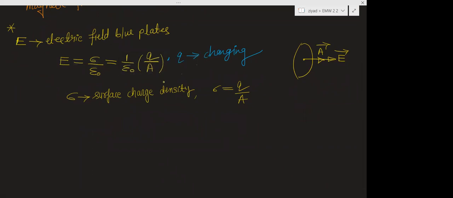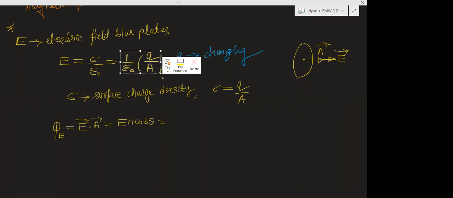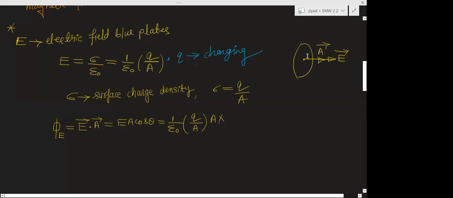Now if I am writing the electric flux in between the plates of the capacitor, that is given by E dot dA, E dot A, and this is given by EA cos theta. So what is the value of the electric field? This is the value of the electric field between the plates of the capacitor, times the area of the plate A, cos theta. Now, the angle between the electric field and the area vector of the plate will be 0 degrees.